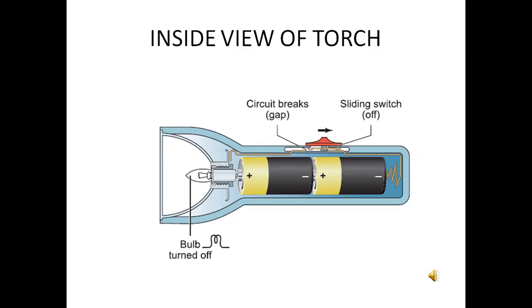A circuit generally has a cell or battery, a source of electric current, and connecting wires for carrying current, a bulb, a device that consumes the electricity, and a key or a switch. This may be connected anywhere along the circuit to stop or allow the flow of current. So the circuit breaks, there is a gap, if the sliding switch is off. If the circuit is closed, there is no gap here.